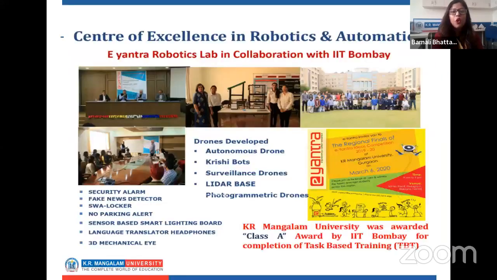Now, we also have a Center of Excellence in Robotics and Automation, and this is done in collaboration with IIT Bombay. Various projects were done in collaboration with IIT Bombay. What does that mean? That means we have trained faculty. We have faculty, stalwarts from the industry and IIT Bombay, who come and teach our students, and collaboratively we work on projects. There were a few projects on drones, used to map the areas in and around Mangalam for water issues that were happening in the region. Our university was also awarded Class A by IIT Bombay for completion of task-based training.